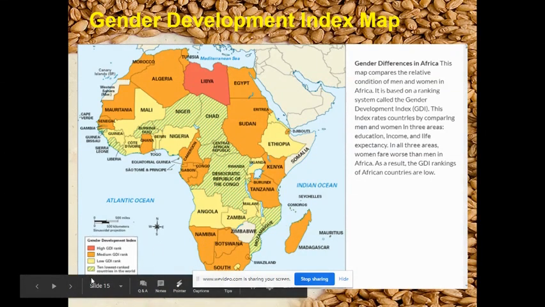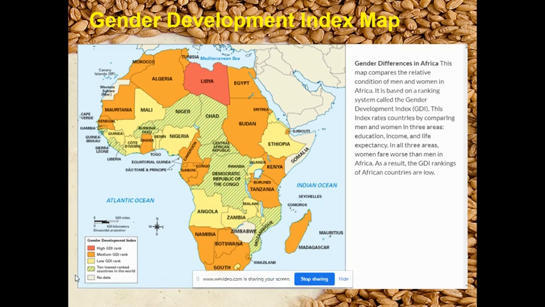So you can see that over here on the key, you've got the Gender Development Index. The higher GDI rank is going to be the dark pink. That's going to mean that males and females are more equal. A medium GDI rank means they are less equal, and a low GDI rank means that they are completely unequal. Then you've got the ones with the stripes that are the 10 lowest ranked countries in the world. So those have the least equality between men and women.